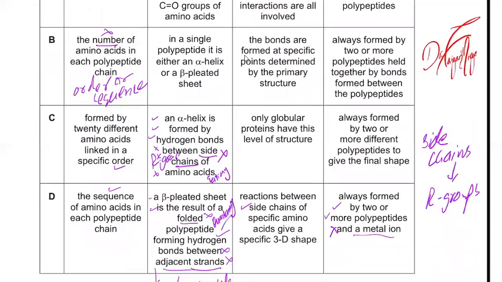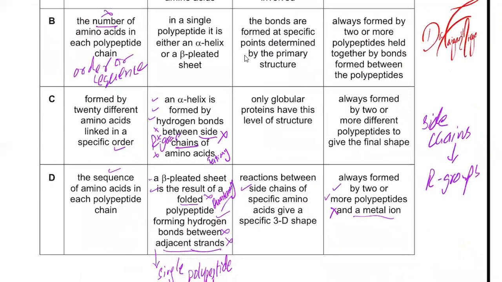Now, if you're not very sure, let's look at why B, C, and D are wrong. B says that primary structure is the number of amino acids. No, it's the order in a single polypeptide. So it's wrong, and we won't go any further because we know that's wrong. In C, the first part is fine. Yes, the amino acids are linked in a specific order.